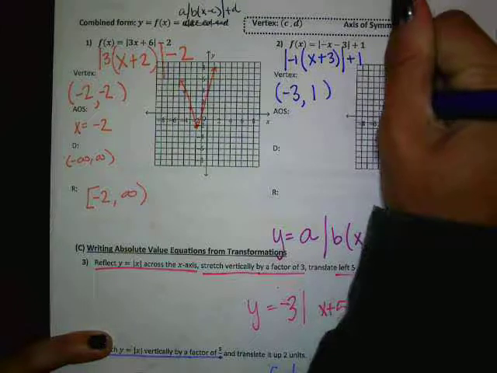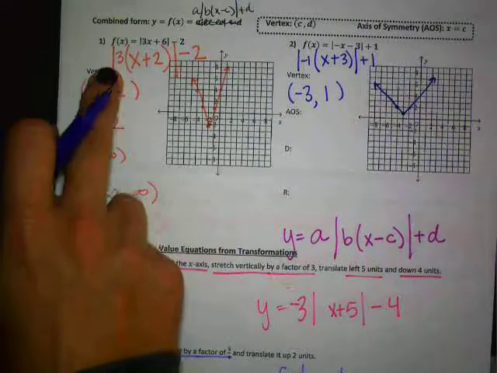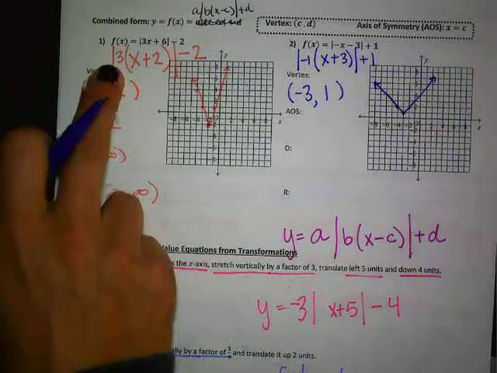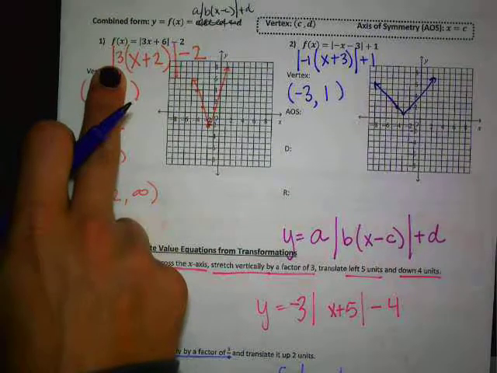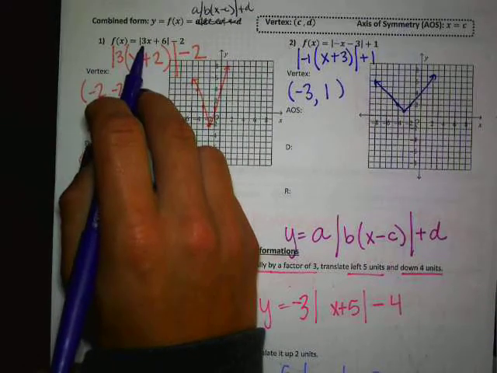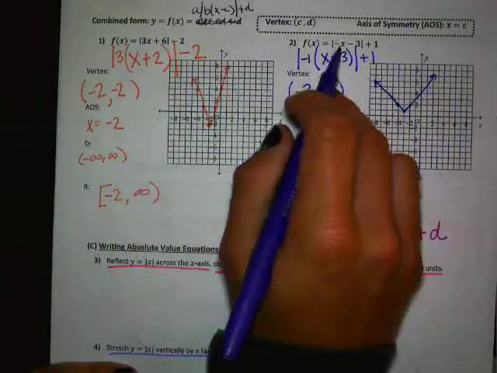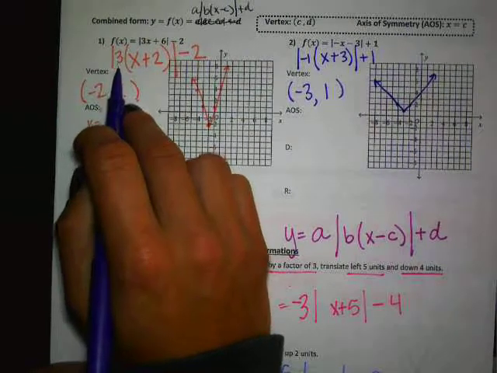Wait, so the 3 on number 1, why didn't it change to a -3 if it's inside the bar? Because it's not negative right here. So just whatever this is, you take out. It's already inside, so once it's inside, you just leave it alone.